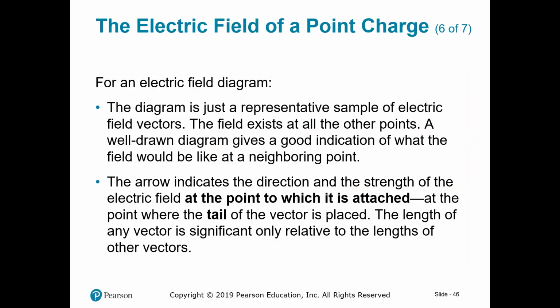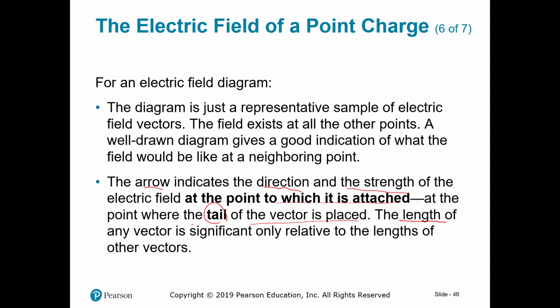And then you can draw the electric field diagram. A diagram is just a representative sample of electric field vectors; the field exists at other points too. A well-drawn diagram gives a good indication of the electric field. Again, the electric field is a vector, so you need two parts: the arrow indicates the direction, and the strength of the electric field at the point where the tail of the vector is placed.